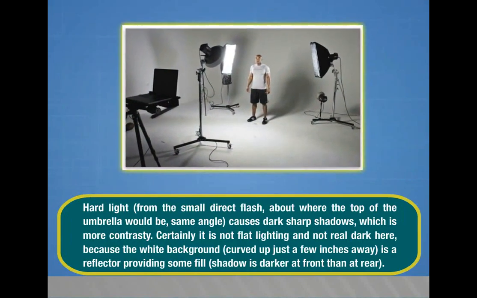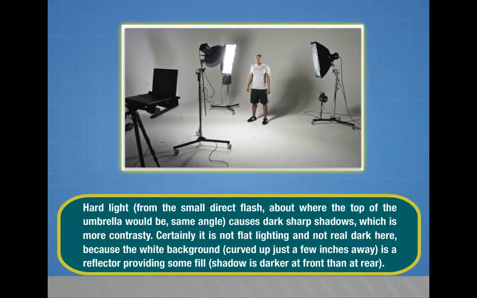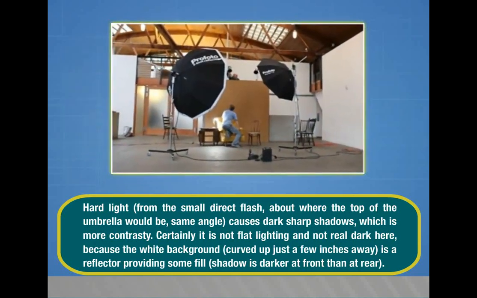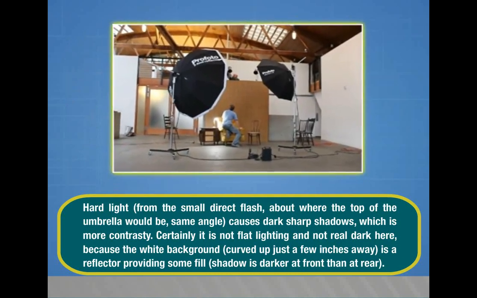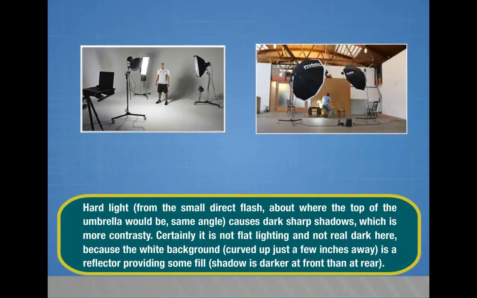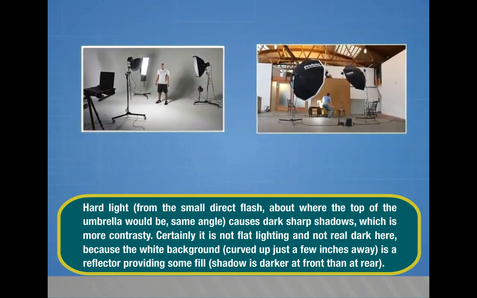Hard light from the small direct flash about where the top of the umbrella would be, same angle, causes dark, sharp shadows, which is more contrasty. Certainly, it is not flat lighting and not real dark here because the white background curved up just a few inches away is a reflector providing some fill. Shadow is darker at front than at rear.